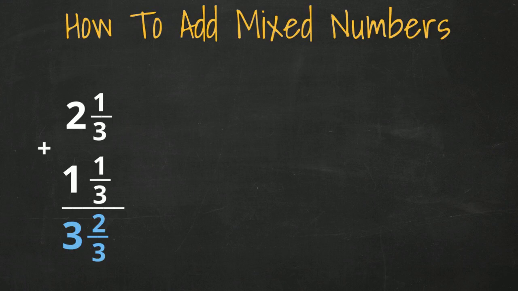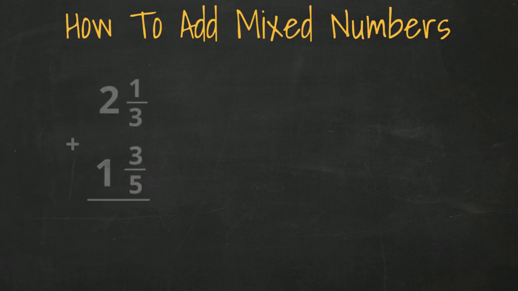How about another example? 2 1/3 plus 1 3/5. Let's line up our problem vertically, and we can add the whole numbers of 2 plus 1 equals 3. Now, looking at the proper fraction portion, we can see our denominators are not the same. So we're going to have to convert these to equivalent fractions with the same denominator. This is the exact same process we just went over in adding fractions with different denominators. If you missed that video, I'll put a link in the description for you.